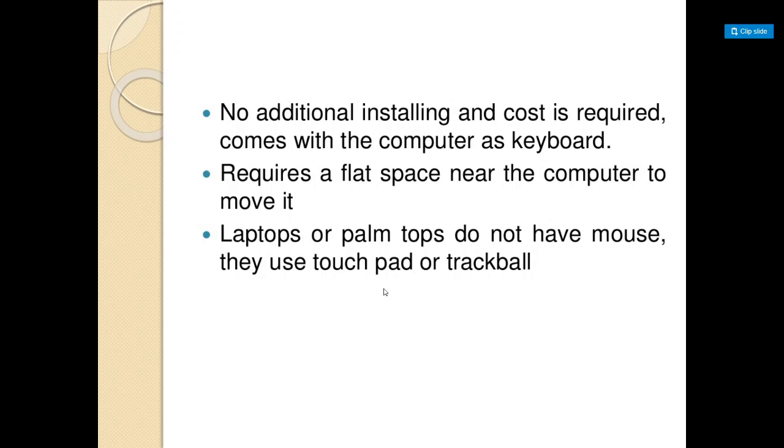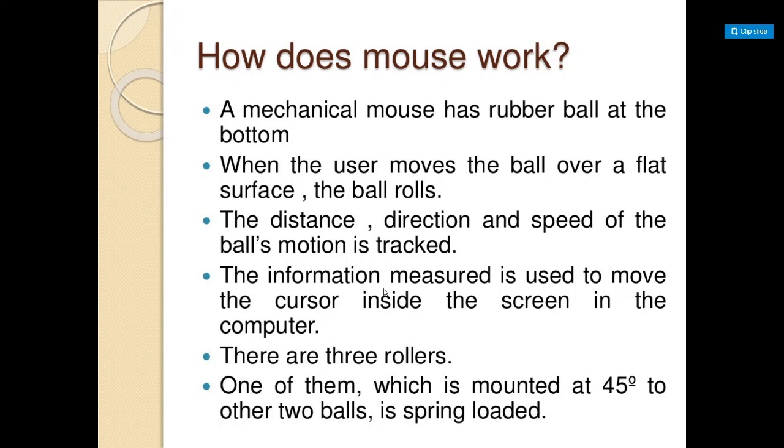To use this, you need a flat surface. You cannot use it on a very smooth or curved surface. In laptops, instead of this, you have what we call a touchpad, or also a trackball. So how does this work? As I told you, it has a rubber ball. When the mouse moves over the flat surface, the ball rolls. The distance, direction and speed of the ball's motion are tracked. The information measured is used to move the cursor on the computer screen.